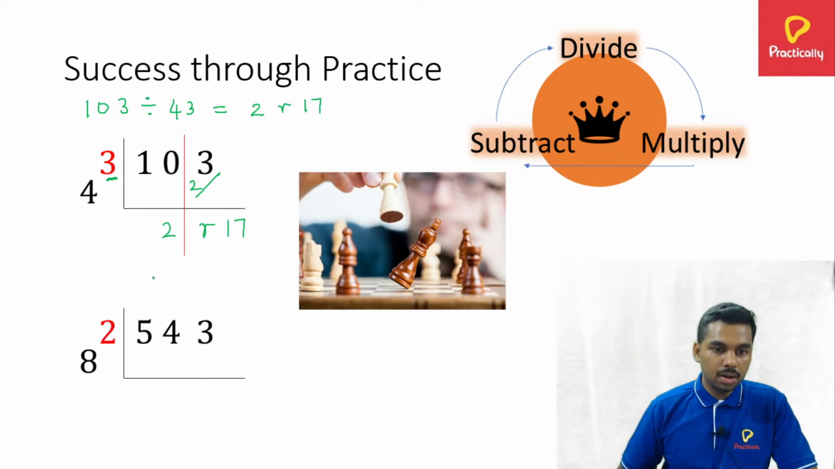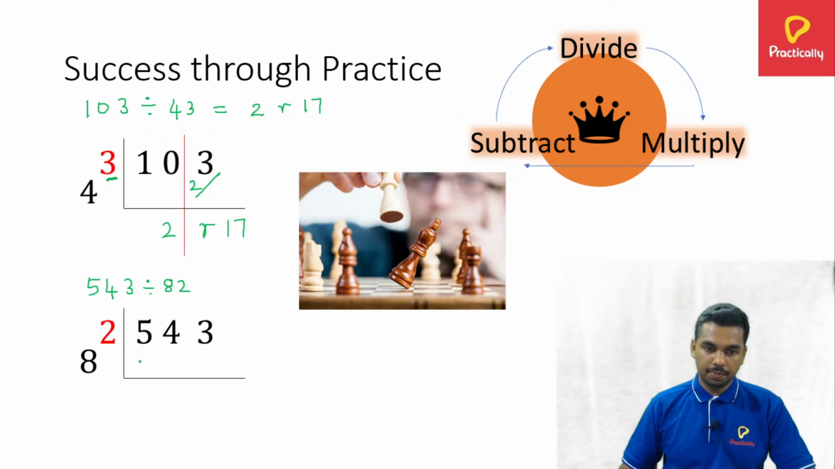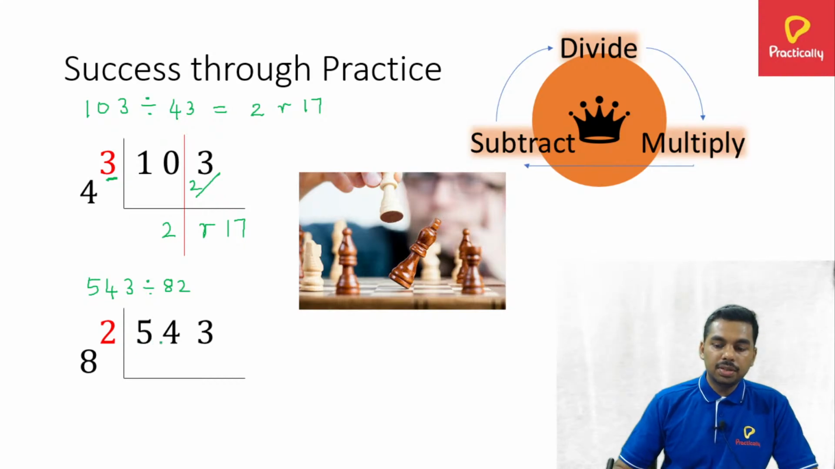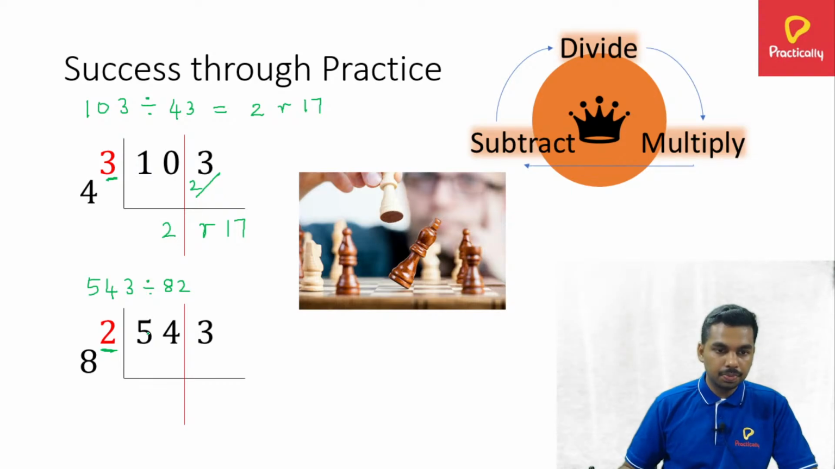Let's go for the next one. This question is 543 divided by 82. What does it give? So first of all, we identified the flag number to be the units place digit of the divisor, which is 2. Then you put the partition here.